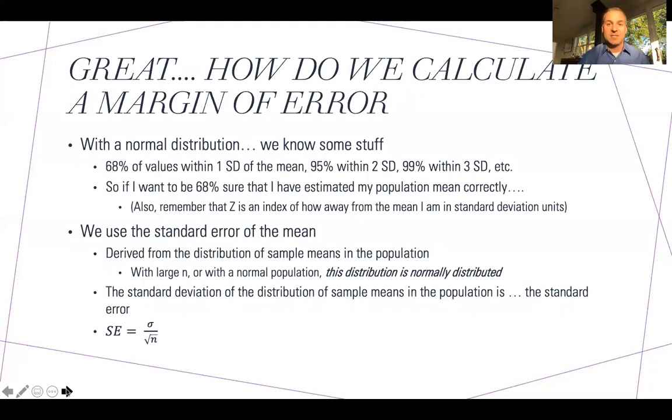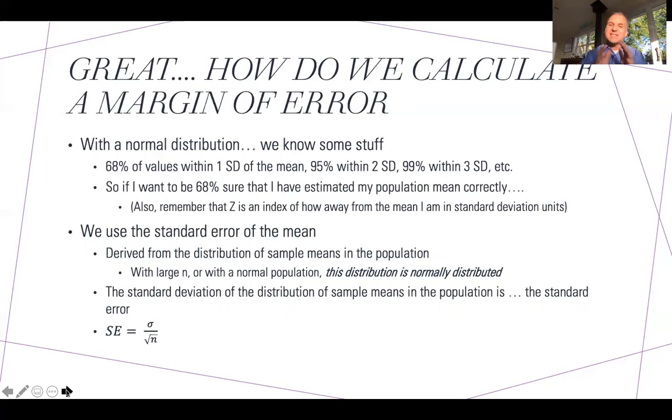This is where kind of statistical magic happens, right? I know some things about the normal distribution that make it very easy to use as a useful tool. Remember, the normal distribution is that bell curve where the mean, the median, and the mode are all the same. It's perfectly symmetric. It's perfectly mesocurtic.